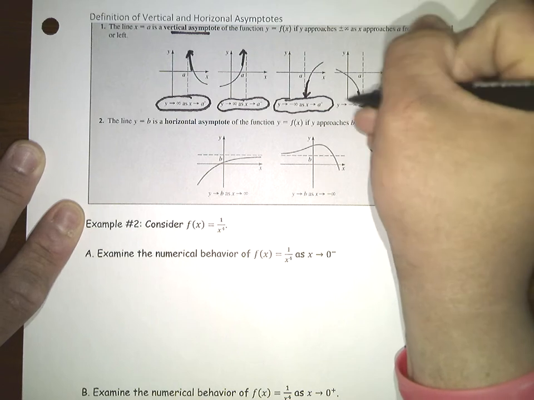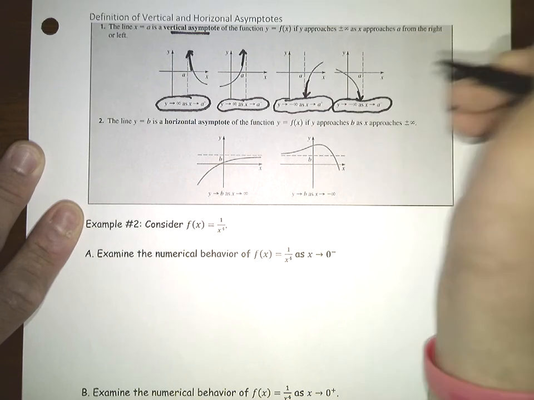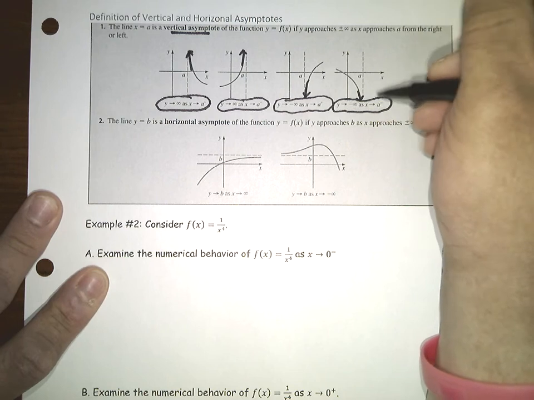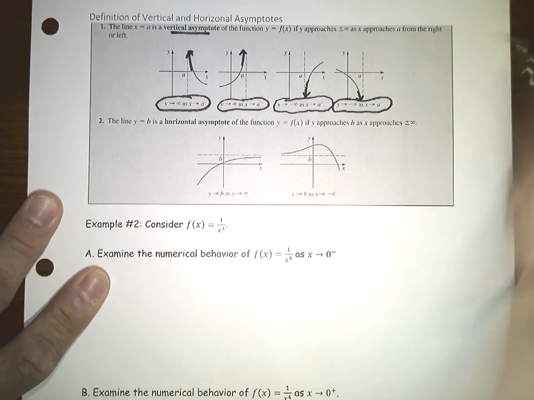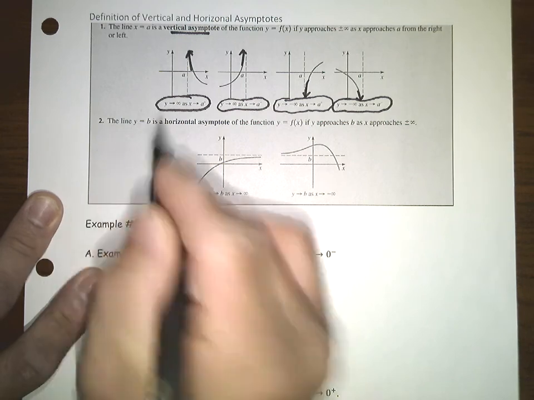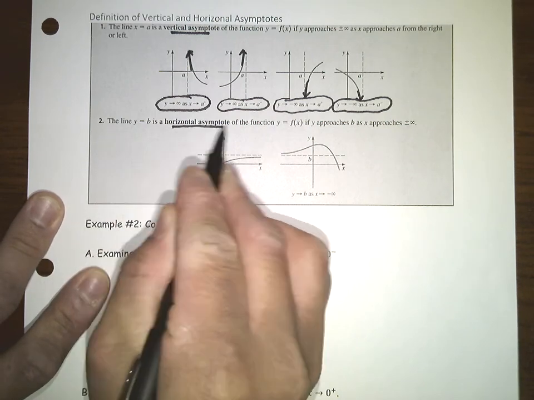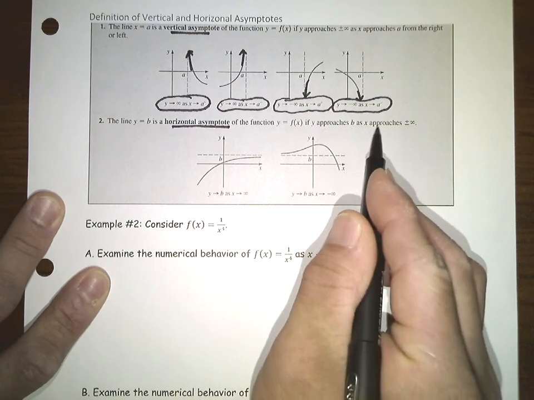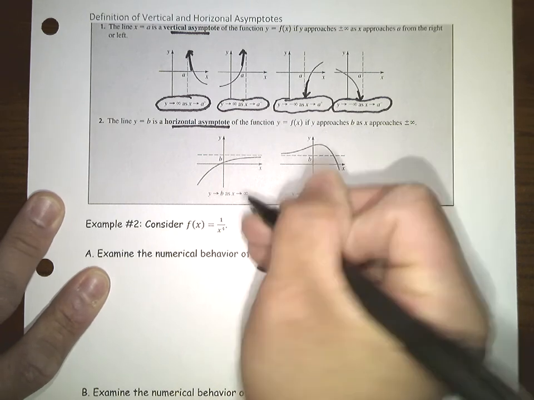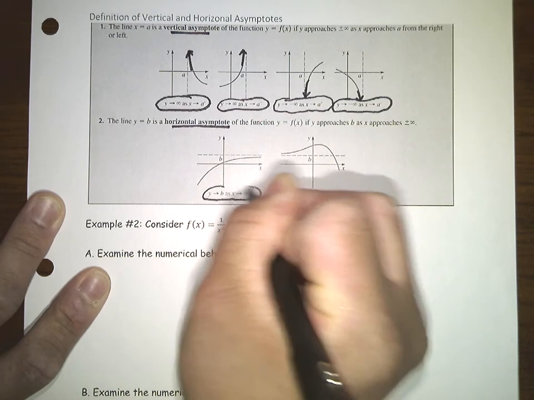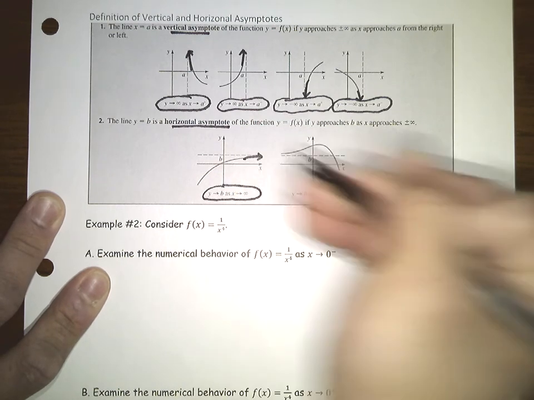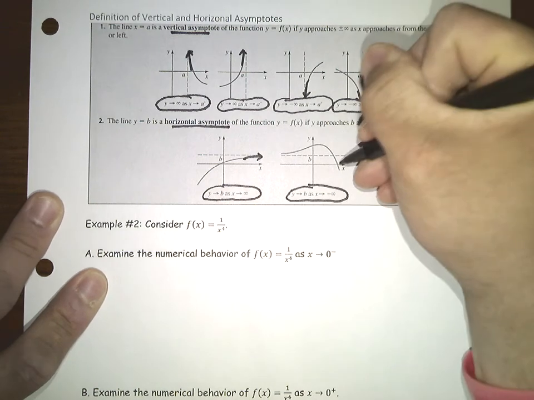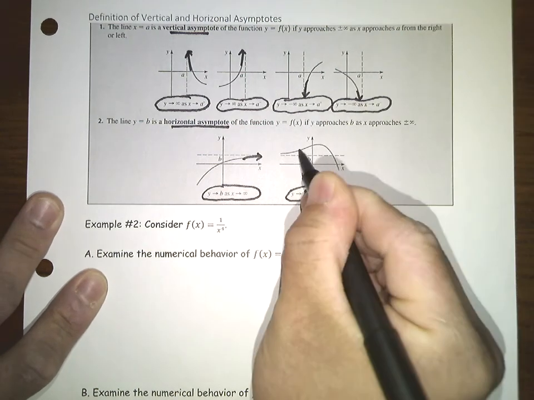And then we have something similar for this graph here, y approaches negative infinity as x approaches a from the left. And the line y equals b is a horizontal asymptote of the function y equals f of x if y approaches b as x approaches plus or minus infinity. So you can see that y approaches b as x approaches infinity. So here we have that. But then y approaches b as x approaches negative infinity. We see that this is over here.